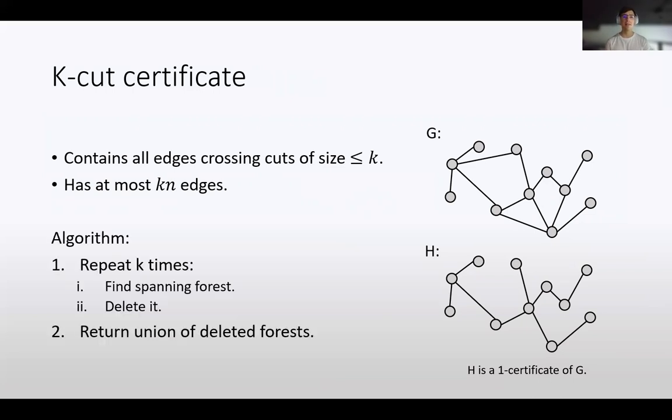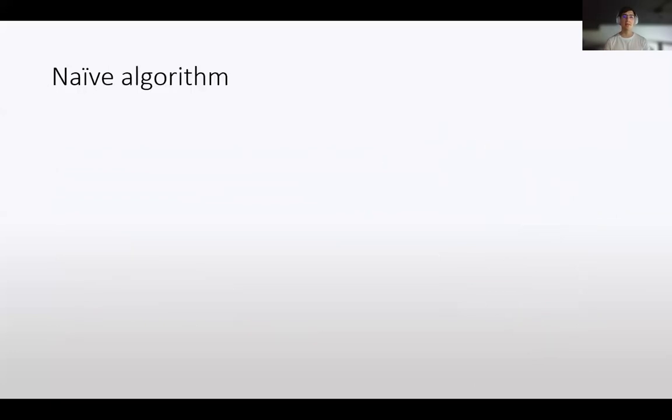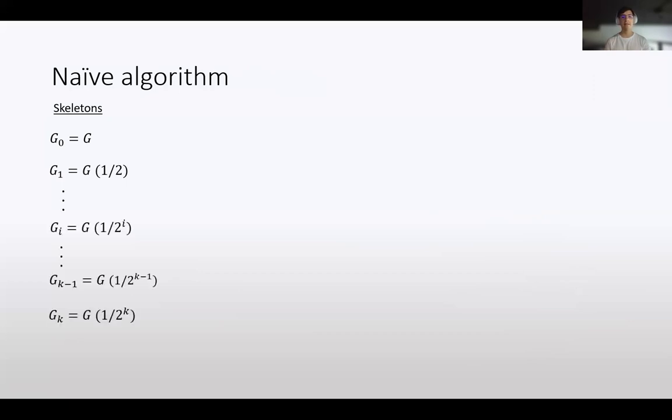To construct a k-cut certificate, there is one simple algorithm that consists of iteratively finding and removing spanning forests a total of k times. This algorithm can be easily parallelized by plugging in a parallel spanning forest procedure. We are now ready to outline our parallel approximation algorithm. For this purpose, we begin by reviewing a naive algorithm and then describe the steps we took in the paper to turn this into an efficient parallel algorithm. As a first step in the naive algorithm, given our input weighted graph G, we construct a collection of log n skeletons by sampling the first with probability 1/2, the second with probability 1/4, and so on, where the ith skeleton is sampled with probability 1 divided by 2 to the ith power.